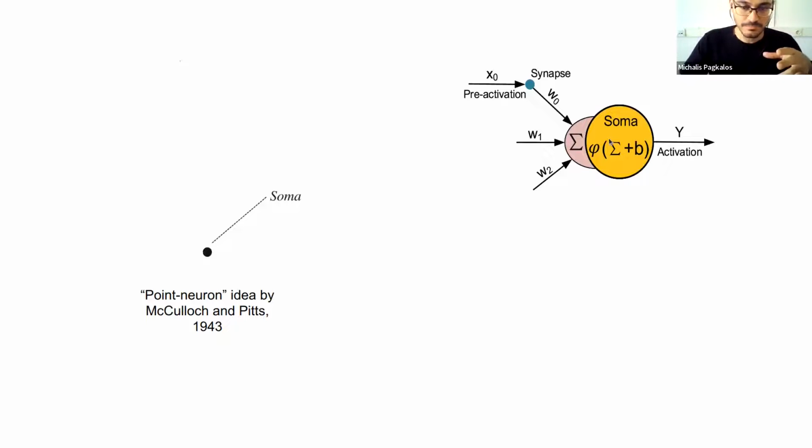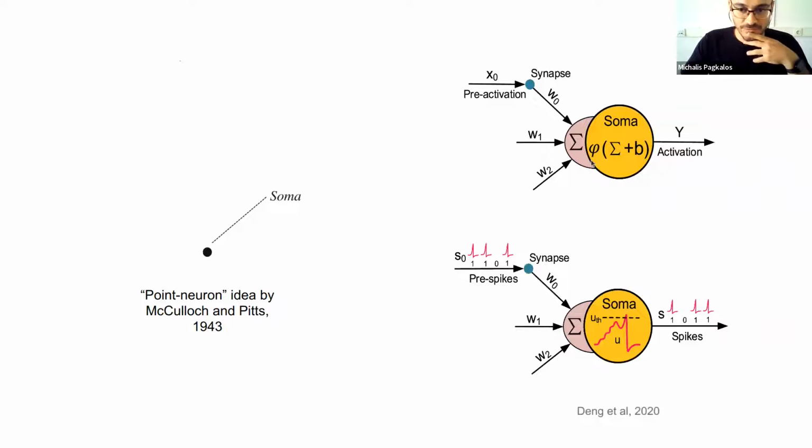This simple model accurately mimics what happens at the axonal initial segment of the soma. And it proved quite useful so far, and until now it's a foundation of modern ANNs and deep learning architectures. And it was so useful that even spiking neural networks are inspired by that.